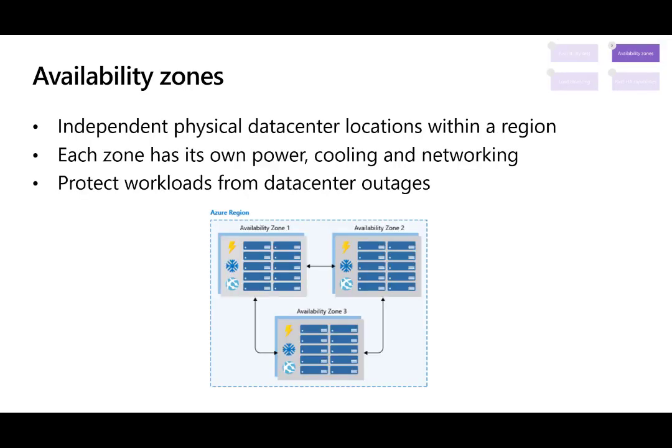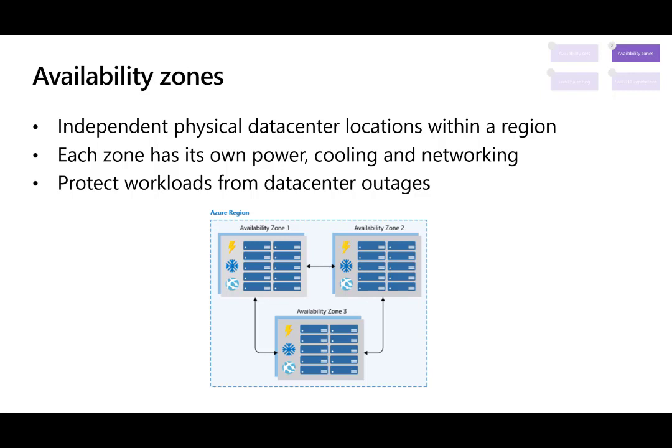All right, moving on to another concept, we have availability zones. Availability zones are independent physical data center locations within a region that include their own power, cooling, and networking. By taking availability zones into account when deploying your resources, you can protect your workloads from one level up outages, namely data center outages, while retaining presence in a particular region.